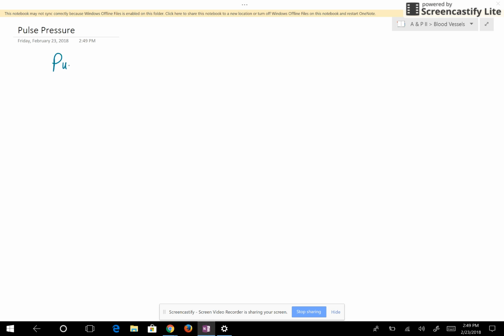Pulse pressure is found by the systolic pressure minus the diastolic pressure. A normal blood pressure is going to have about 40 millimeters of mercury for the pulse pressure.